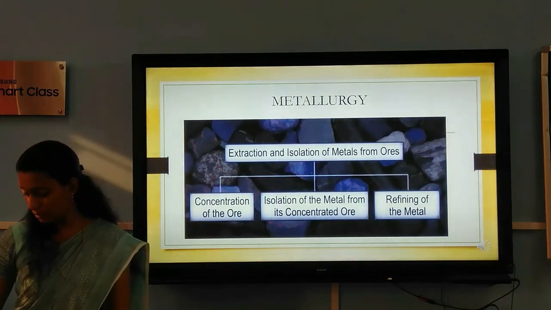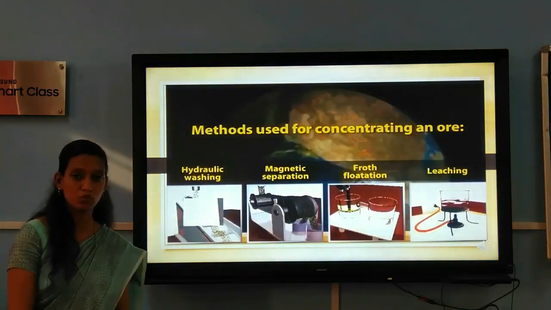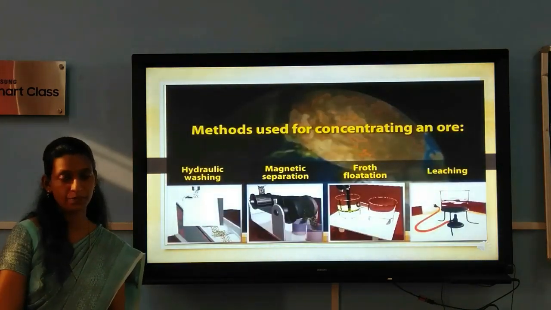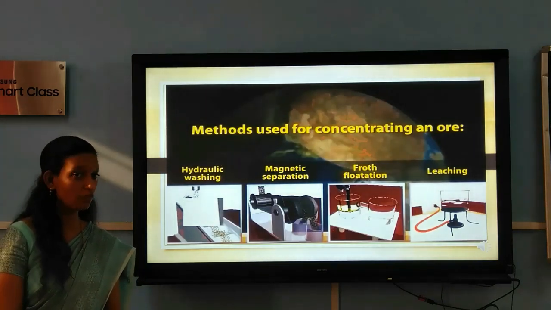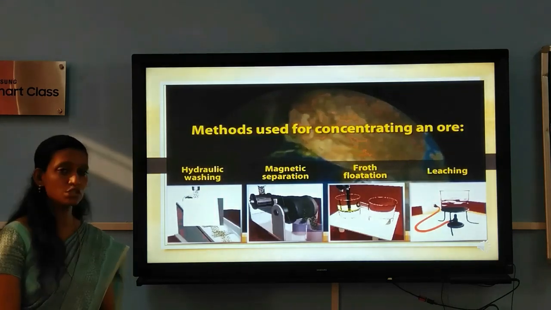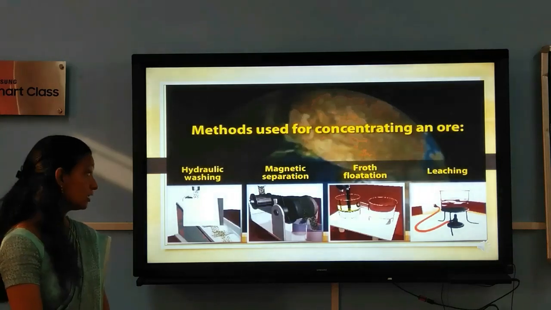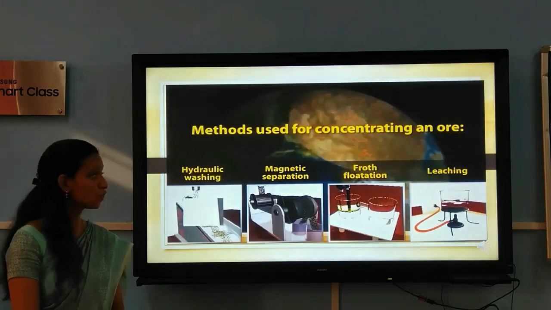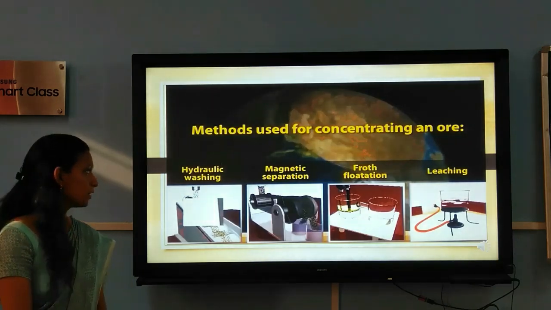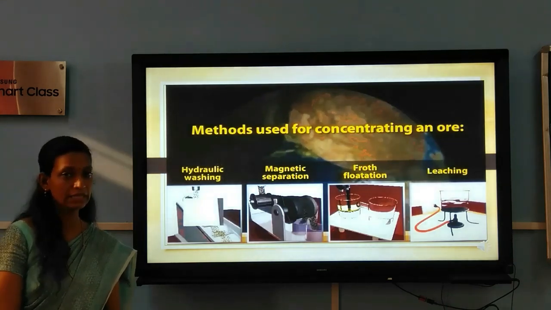Whenever a metal is present in the Earth's crust in the form of its ore, it will be associated with some impurities, earthly impurities, which we call the gangue. So removal of gangue from the ore is the primary step involved in the extraction of any metal. This process is what we call concentration. Now, concentration can be done using methods like hydraulic washing, magnetic separation, froth flotation, or leaching. The method adopted for concentration depends upon the properties of the ore and the gangue.